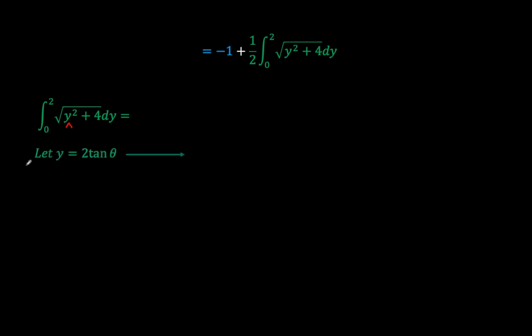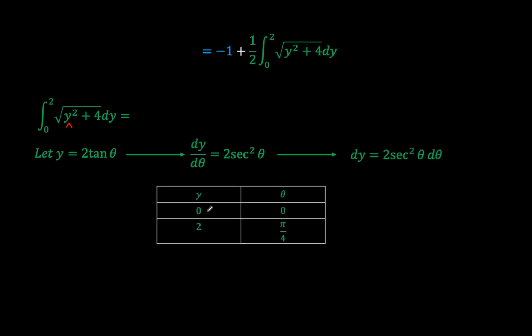So let y be equal to 2 tan theta, therefore dy/d theta is 2 sec squared theta. And so we can substitute for dy with 2 sec squared theta d theta, right? And then with the limits, when y equals 0, 0 equals 2 tan theta, 0 divided by 2 is 0, arctangent of 0 is 0. The same with y equals 2, 2 divided by 2 is 1, arctangent of 1 is pi over 4, so theta is pi over 4 at this upper limit.